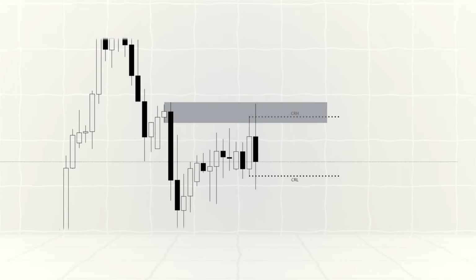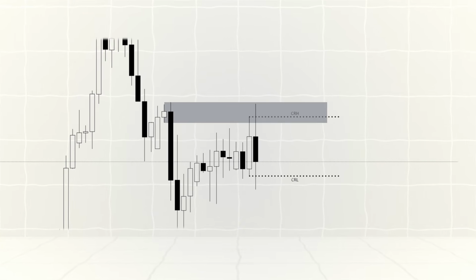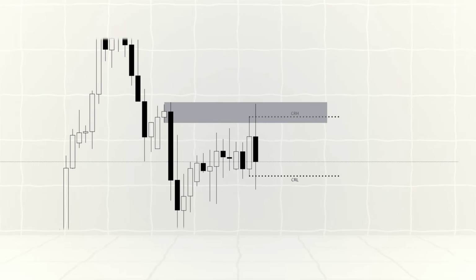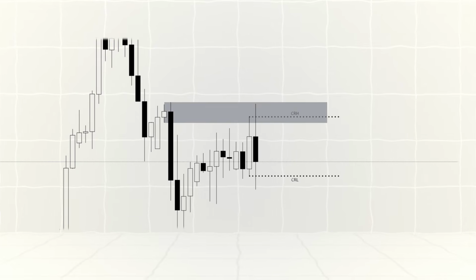This tells us that the market now carries a bearish bias. The following candle wicks above the high of the previous candle, taking its liquidity, and then immediately reverses to the downside, breaking the candle range low after first breaking the candle range high.